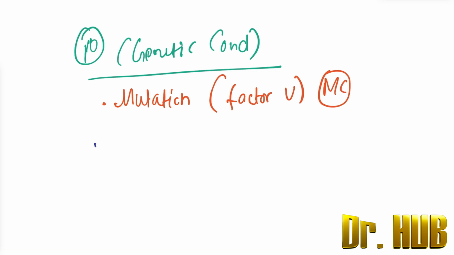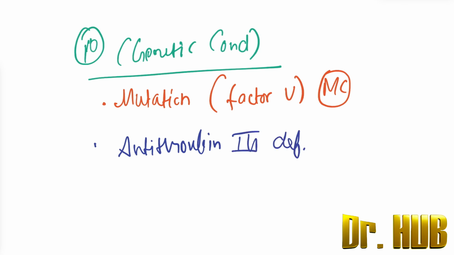Next is antithrombin 3 deficiency. And then comes protein C and protein S deficiency. Next, as we move on, we look at the fibrinolytic defects, the fibrinolysis defects.